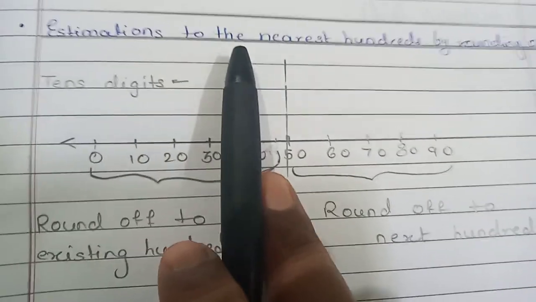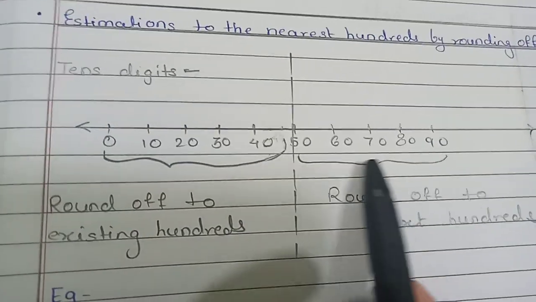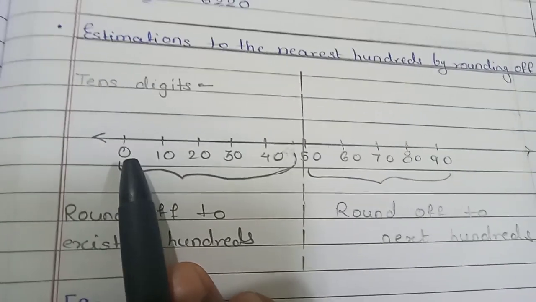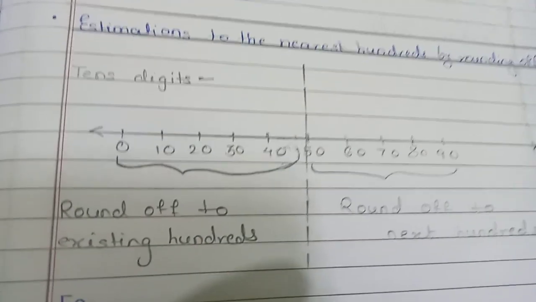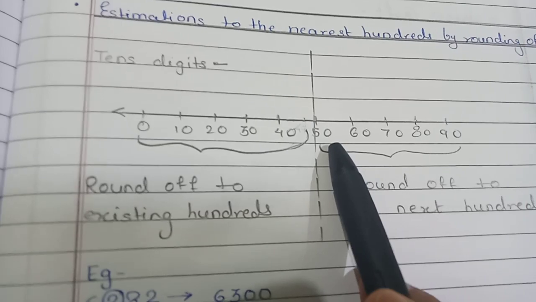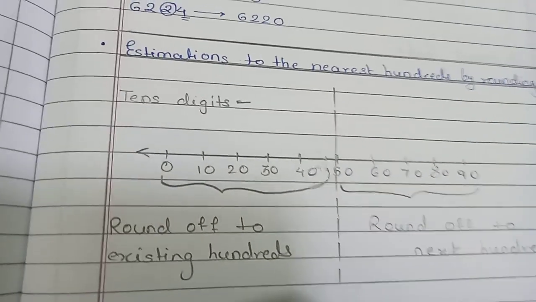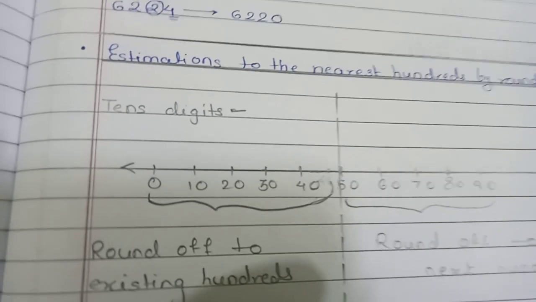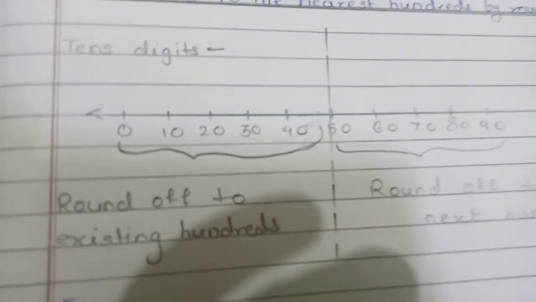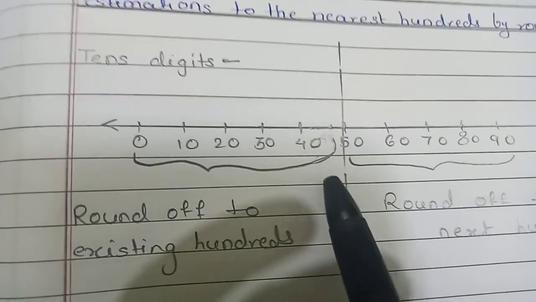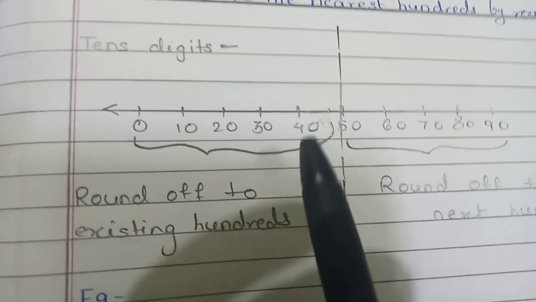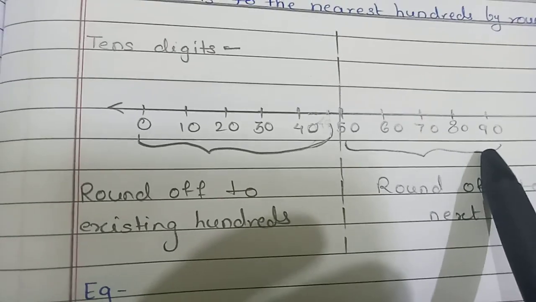Similarly, let us see estimation to the nearest hundreds by rounding off. Here again you can see the number line. The numbers here are from 0 to 90. Suppose we need to round off to the nearest 100, we have to consider the hundreds digit. Now the middle value of this number line is 50. So if the tens and ones digits are less than 50, even till 49, we will round off the hundreds digit to the existing hundreds. And if it is 50 and more than 50, we will round off to the next 100.